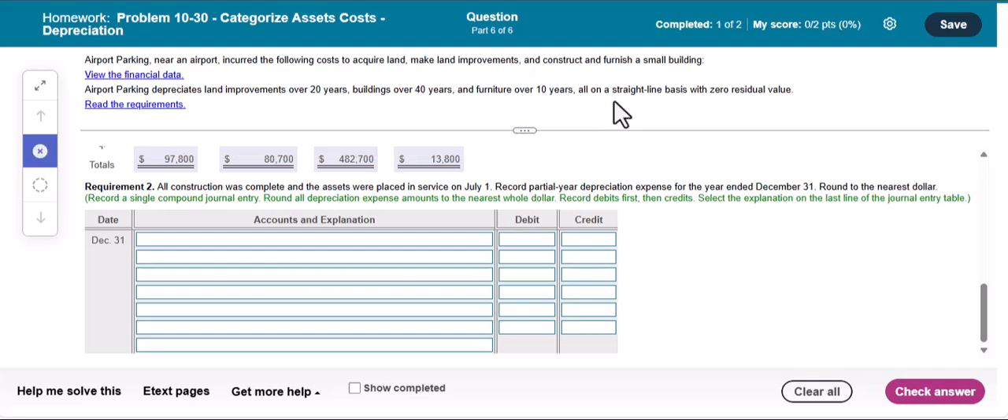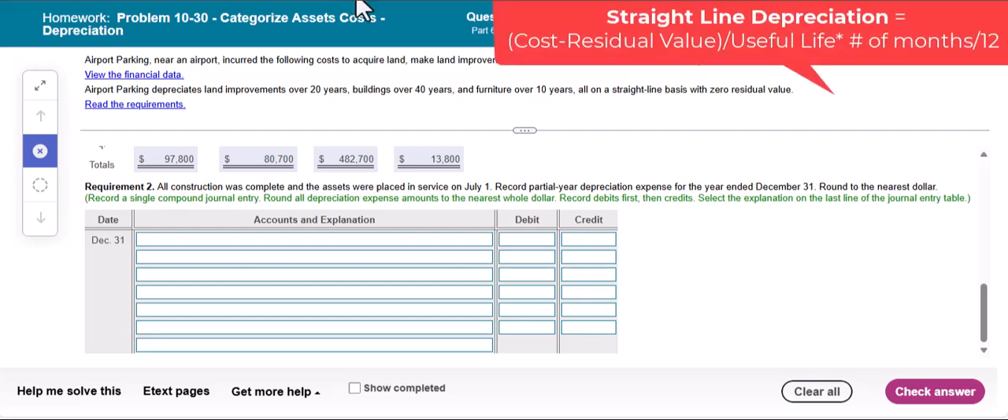So how many months are these assets being used if they're placed in service July 1st? So that's going to be a full complete July, August, September, October, November, December. That is 6 months. So now we're going to record depreciation, and remember it's straight line depreciation with 0 residual value. So what's the formula in words for straight line depreciation? I've got it handy right here. We have cost minus residual value divided by useful life times the number of months divided by 12.